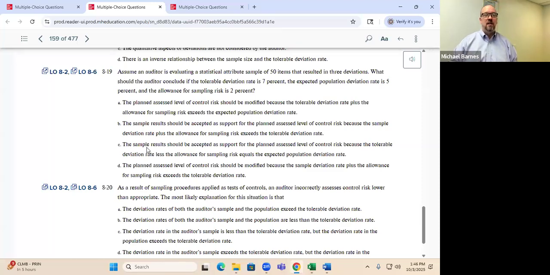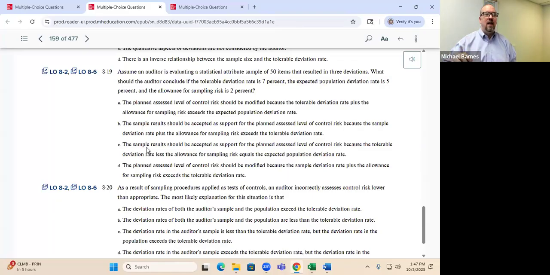The first component is the sample deviation rate. It doesn't say sample deviation rate anywhere in the problem, but we can suss this out. The sample deviation rate is just the number of deviations in the sample. The sample was 50, the number of deviations was 3. 3 divided by 50 is 6%. So our sample deviation rate is 6%.